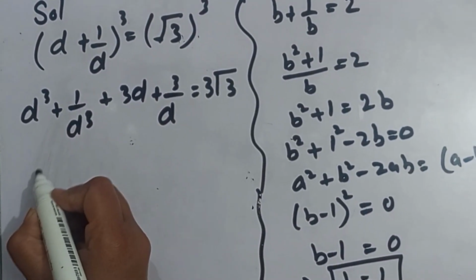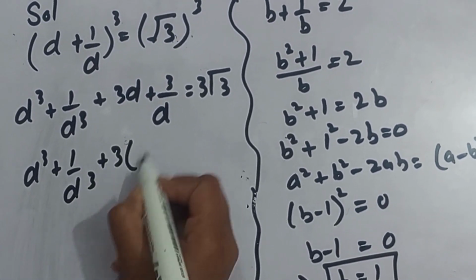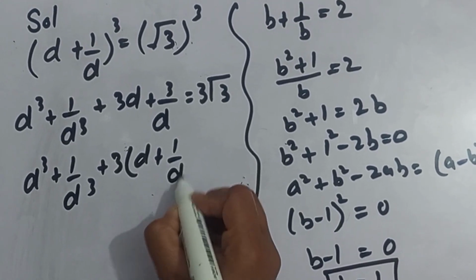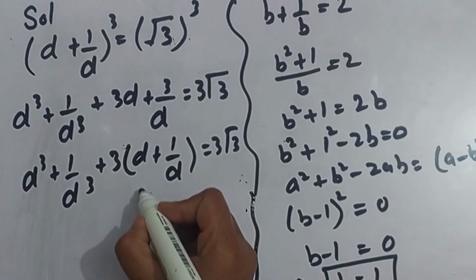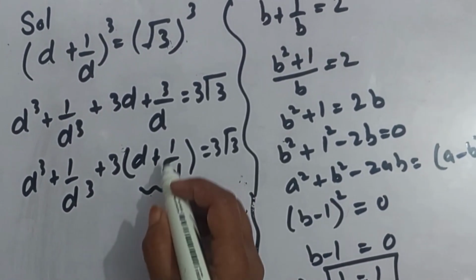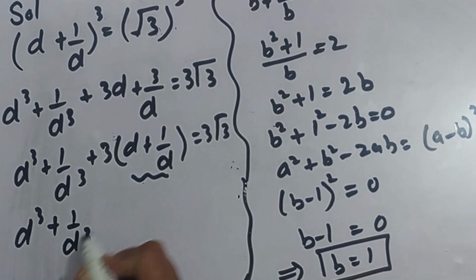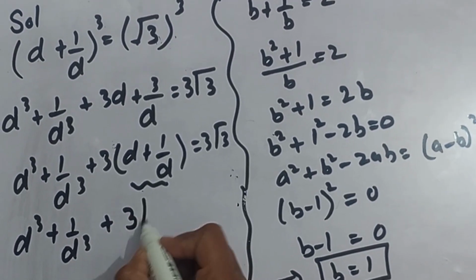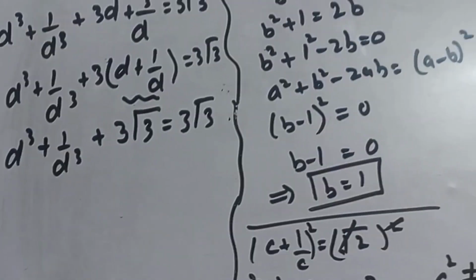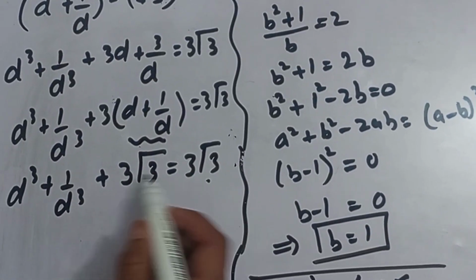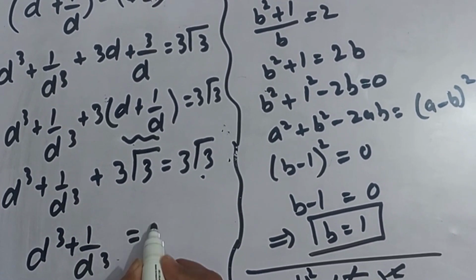Now we write this as d cube plus 1 over d cube plus 3 into d plus 1 over d, which is equal to 3 times square root 3. In the next step, this part is equal to square root 3. So this is d cube plus 1 over d cube plus 3 times square root 3, which is equal to 3 times square root 3. Now we subtract 3 times square root 3 on both sides. Then we get d cube plus 1 over d cube equal to 0.